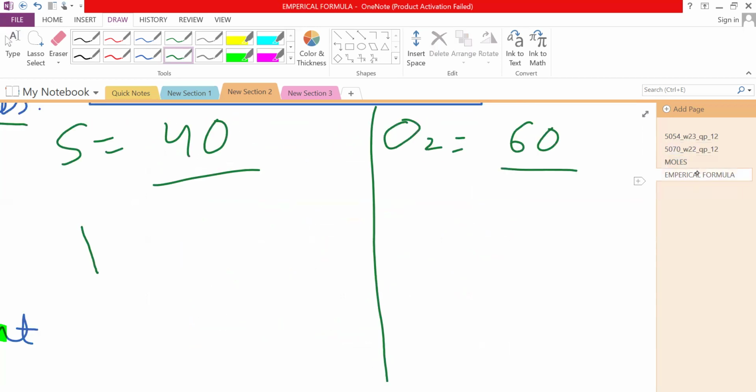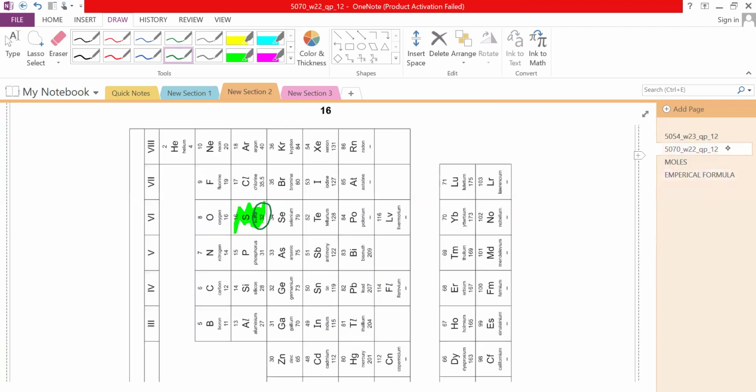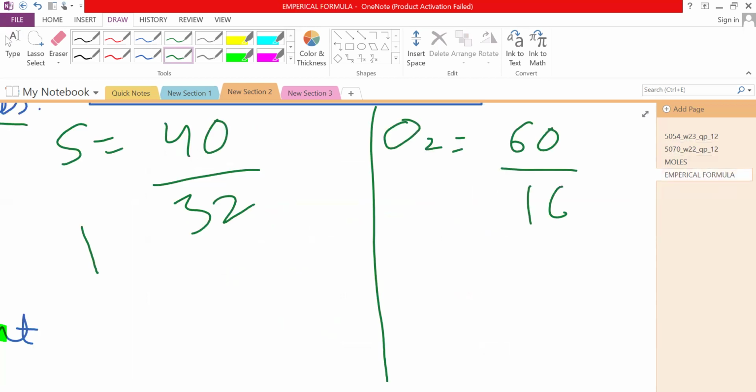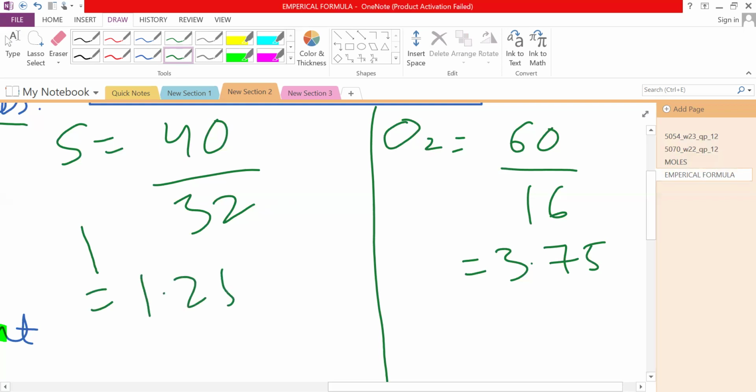Divide 40 by 32, and the Mr of oxygen, here it is given, is 16. Using a calculator, divide it. 60 divided by 16, the answer is 3.75, and 40 divided by 32, the answer is 1.25.